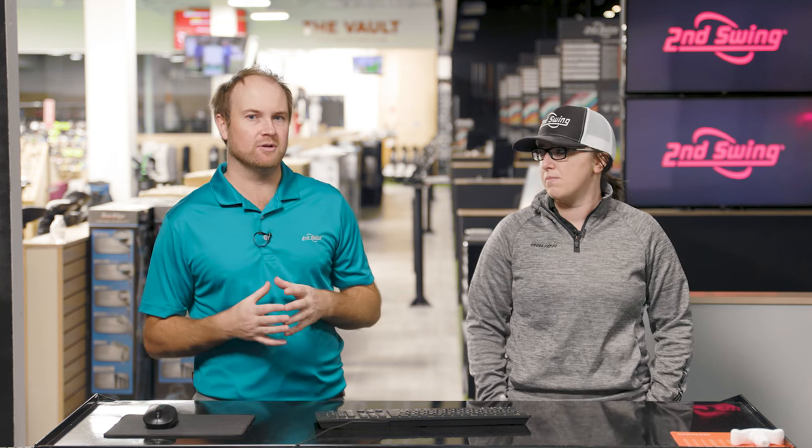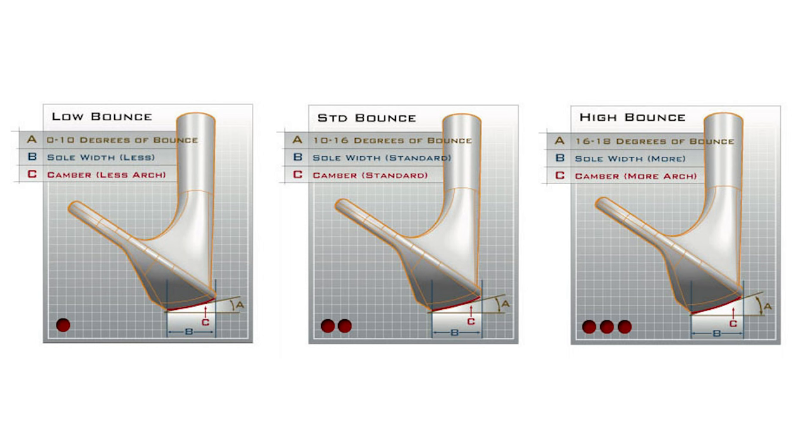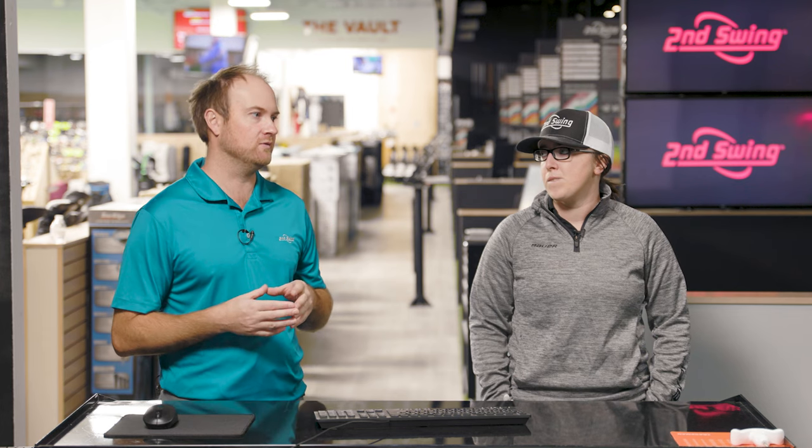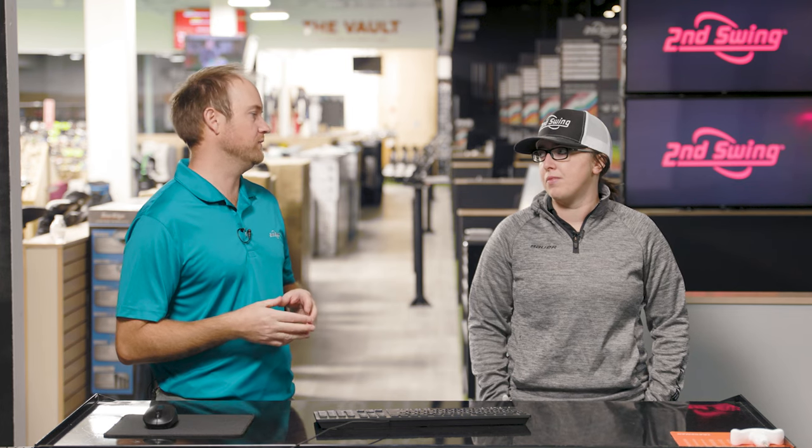So wedges, when we're looking at attack angle, is a great way for us to figure out the amount of bounce a golfer should be playing on their wedges. Let's face it, if we're doing a fitting inside, we're not going to see a lot of turf interaction. We're going to hear it on the mat. But if we're taking a look at an attack angle number, we can tell if someone's more of a picker or more of a digger.